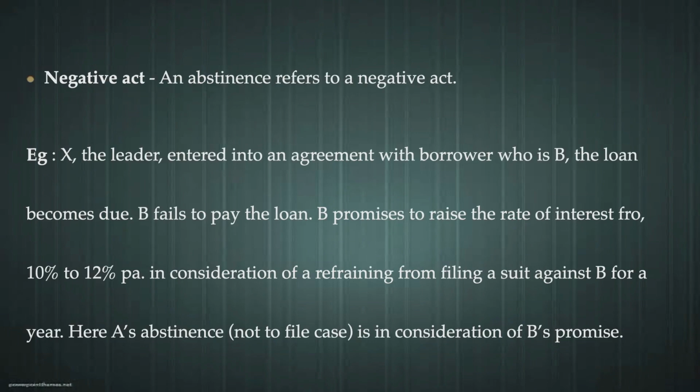Second, negative act. What is a negative act? It's an abstinence. An abstinence refers to a negative act. Not to do something is called abstinence. Let's look at the example.